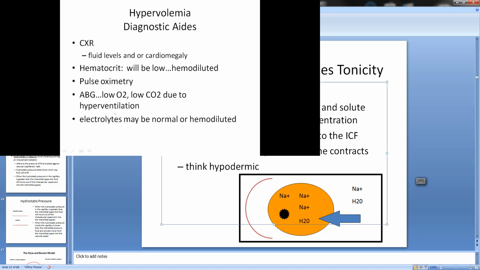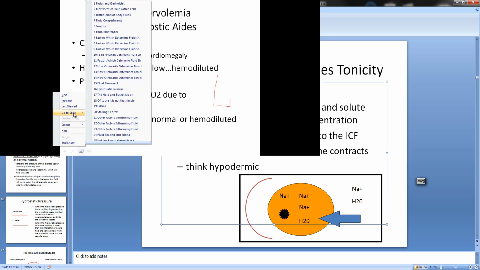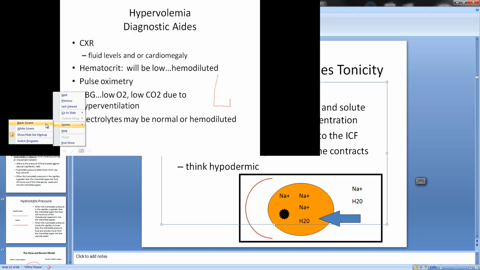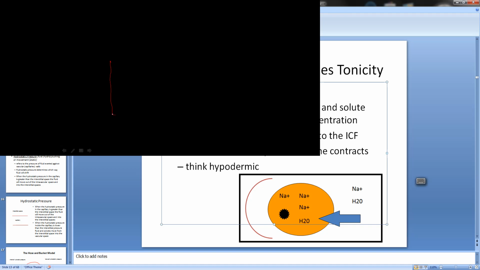Diagnostic aids with hypervolemia include chest x-ray. You can actually see fluid levels and or cardiomegaly associated with this. It's important to note that the hematocrit would be low. Remember, hematocrit, actually let me do this. Remember, hematocrit is, if this is a tube or a cylinder, if you will, imagine this is a cylinder of blood.